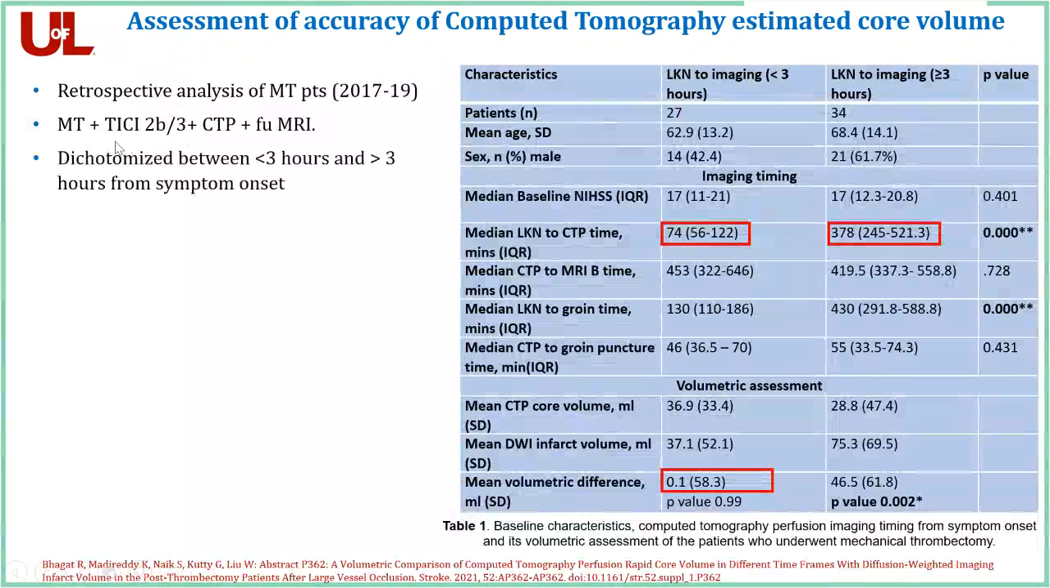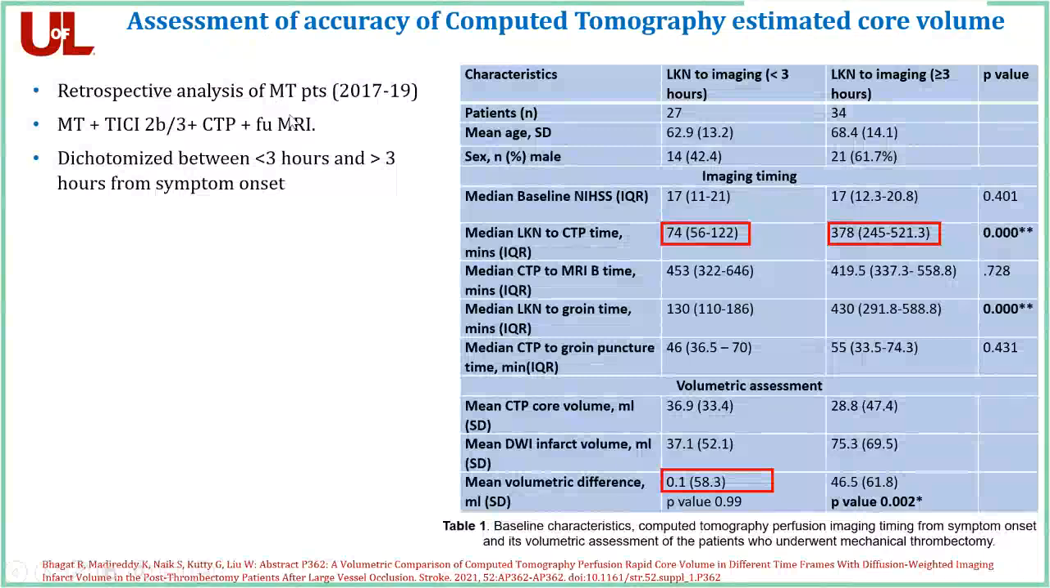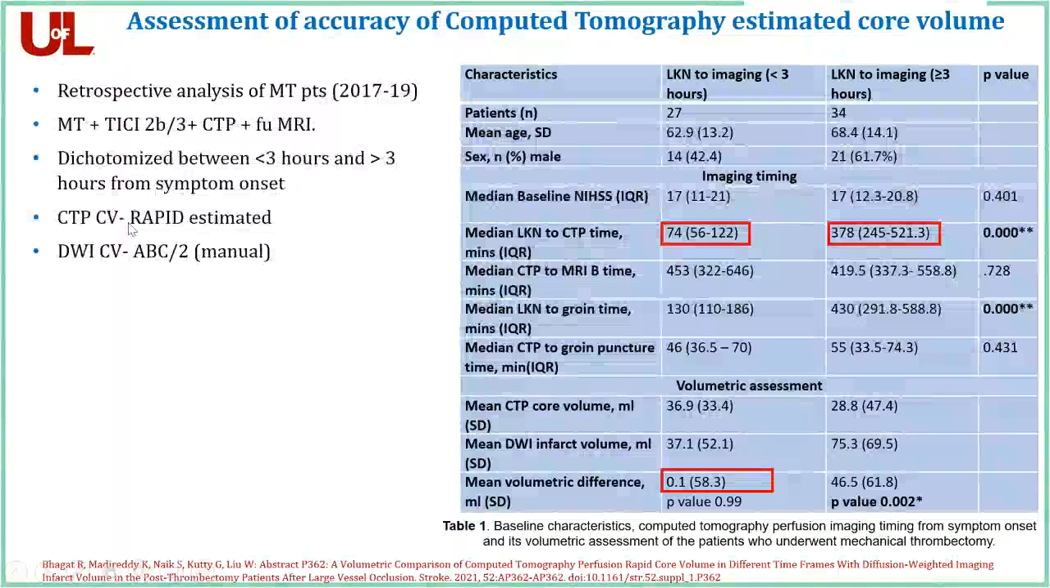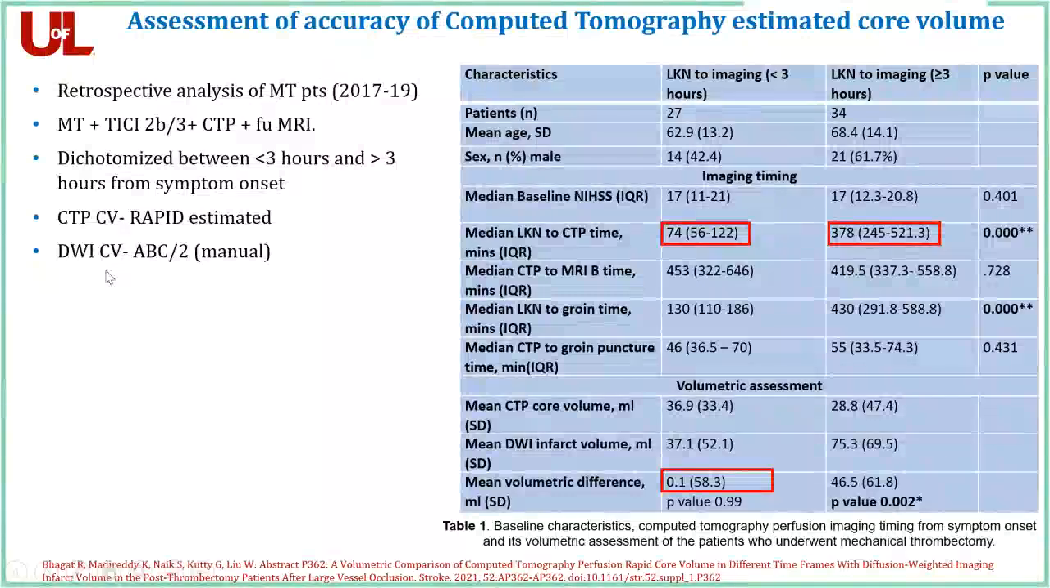We included the patients who had anterior circulation mechanical thrombectomy with a TICI 2B to 3 reperfusion, who got the baseline CTP and follow-up MRI after the mechanical thrombectomy. The patients were dichotomized between less than 3 hours and greater than 3 hours from the symptom onset. The CTP core volume was estimated by the RAPID software automatically. The DWI core volume was manually calculated using the volumetric formula ABC/2.